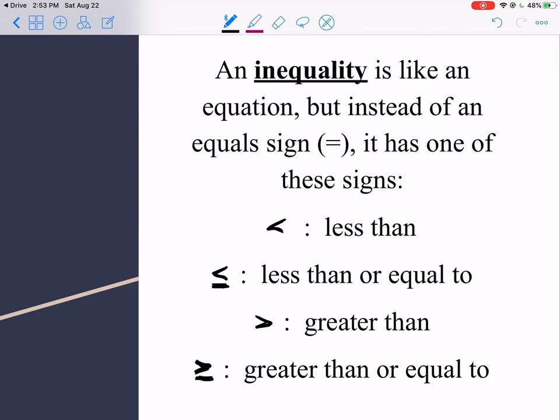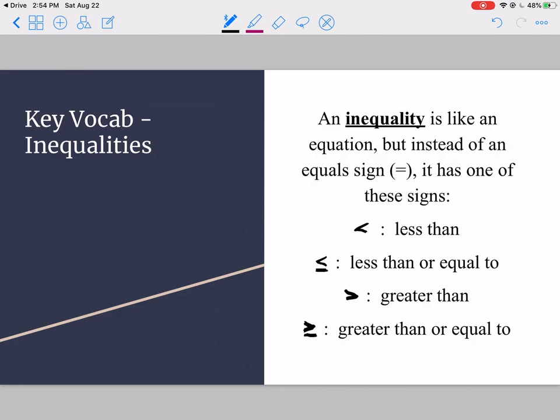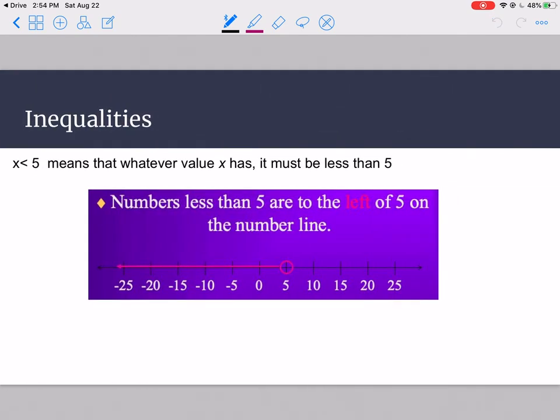You guys might remember when you first learned inequalities in pre-algebra or in middle school, your teacher might have compared an inequality symbol to the mouth of an alligator or a shark, and it's really hungry, so it's going to open up towards the bigger piece of prey or bigger piece of meat. Okay, so that's a way to kind of remember the order of it. All right, so here's some examples of inequalities.